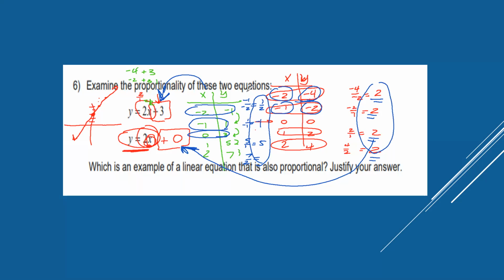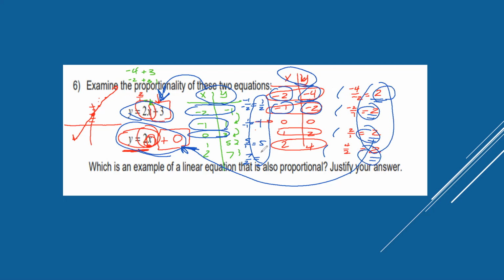And so the scribble you see on the screen, I came up here and made a chart for the proportional one, y equals 2x. And then I made another chart for y equals 2x plus 3. After I made the chart, I stacked my y over x, my y over x, my y over x, and they came out gorgeous. Just a 2, a 2, and a 2.